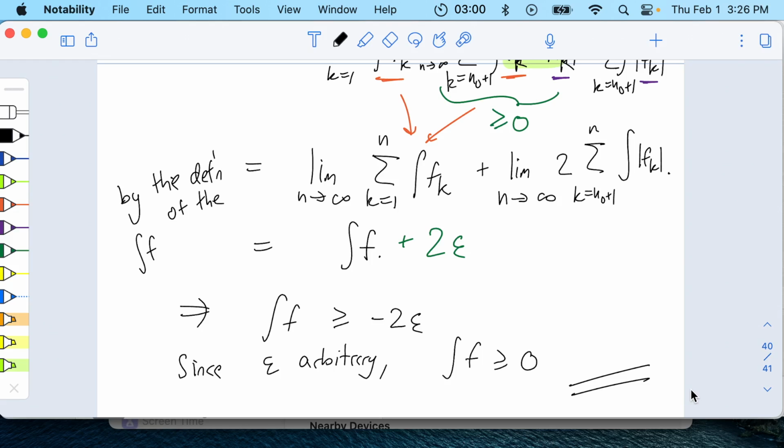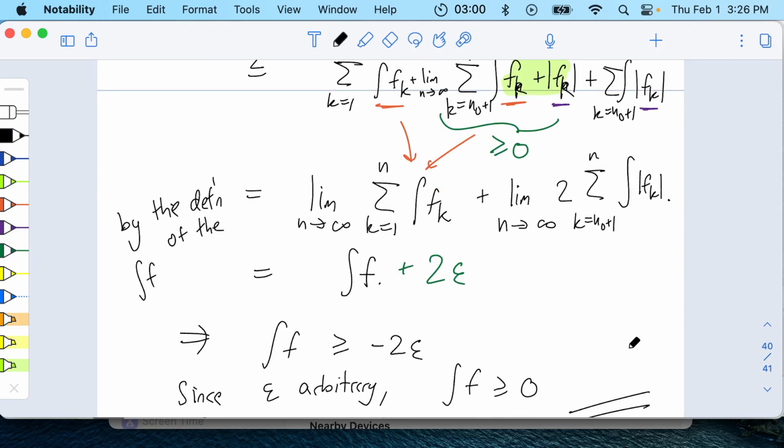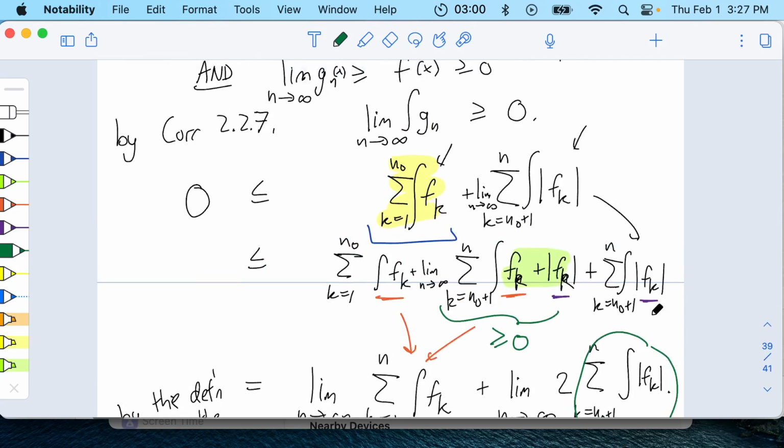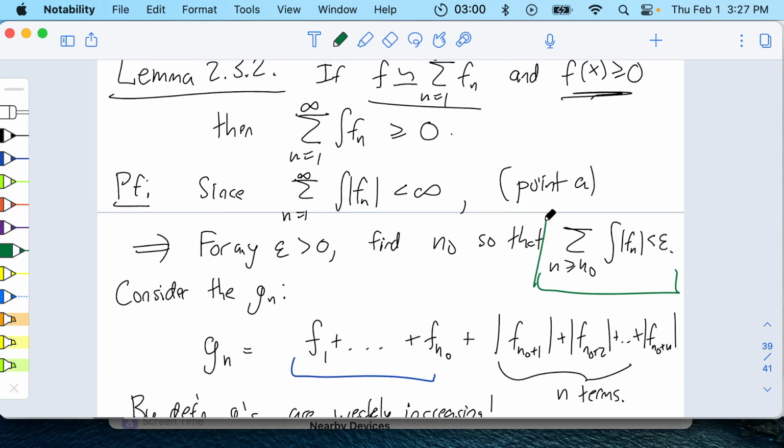Where does the epsilon come from in the second last step? Oh, so this whole sum is less than the sum from n naught plus 1 to infinity of the integral of f_k, right? And how was n naught chosen? n naught was chosen so that the sum from n naught to infinity is less than epsilon.